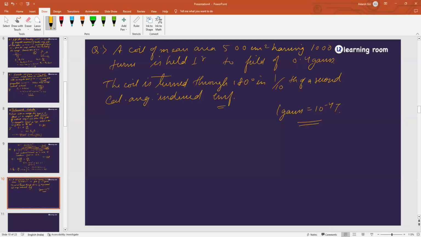Sir, is it 500 centimeter square or meter square? It is 500 centimeter square.